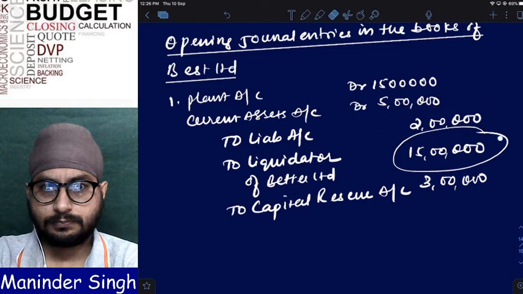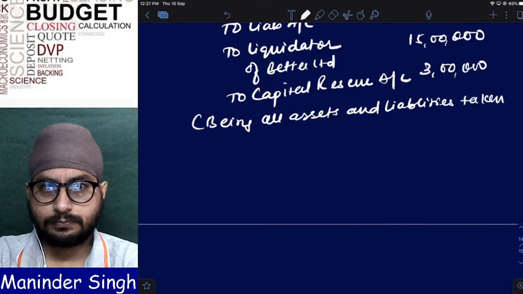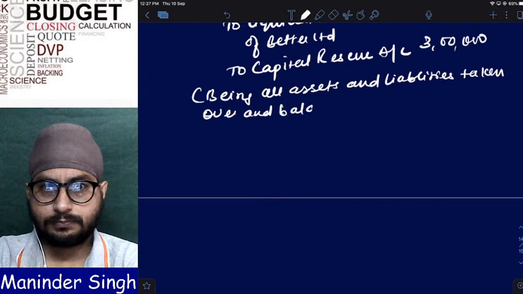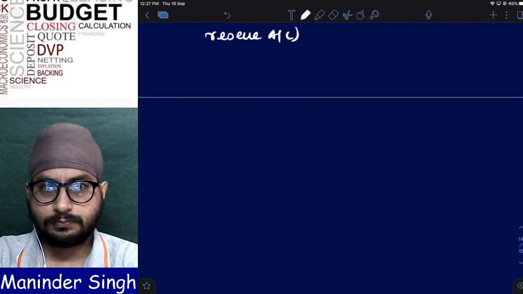So I hope you understood this entry. So what will we write? Being all assets and liabilities taken over and balance transferred to which account? Capital reserve account. Clear? And balance transferred to capital reserve account.